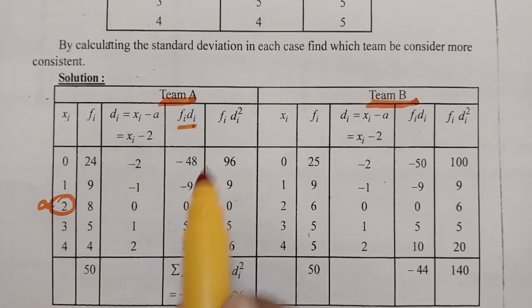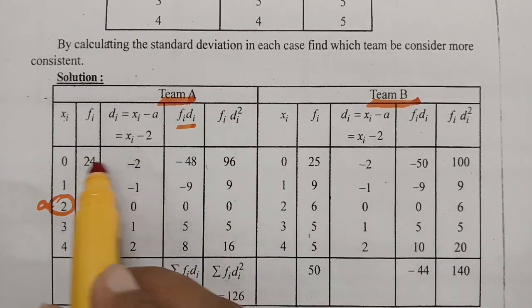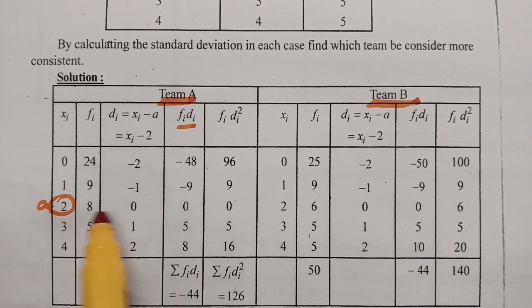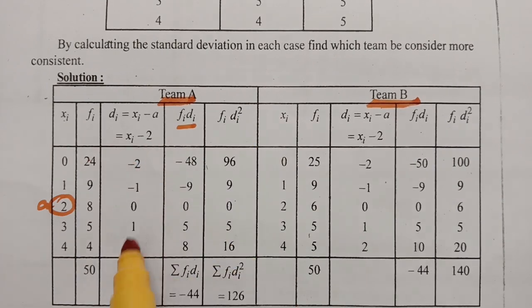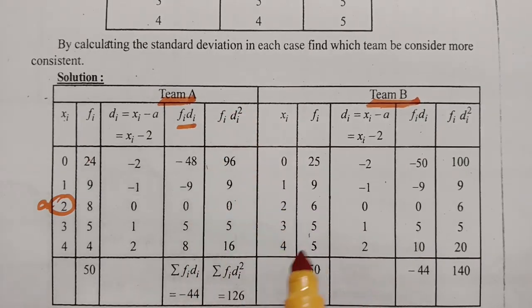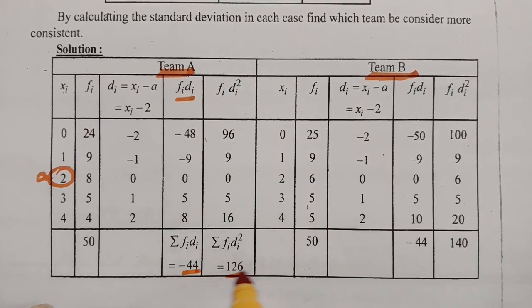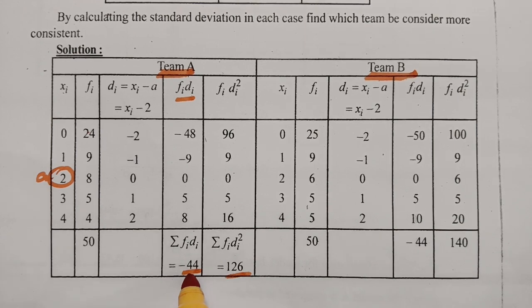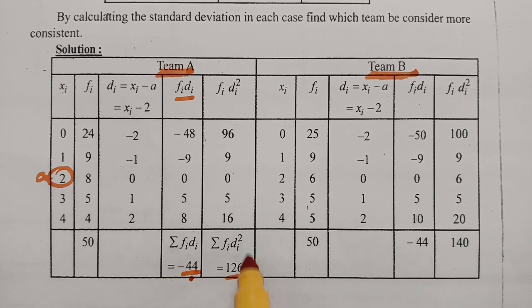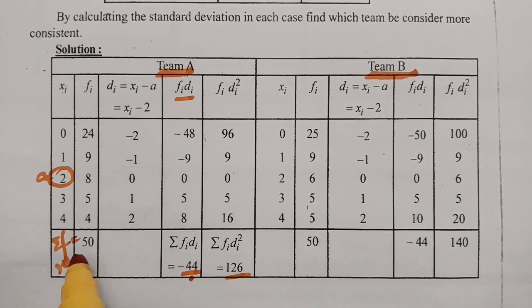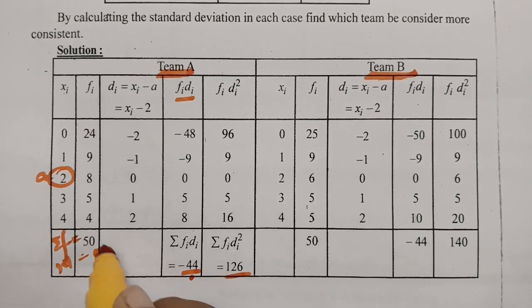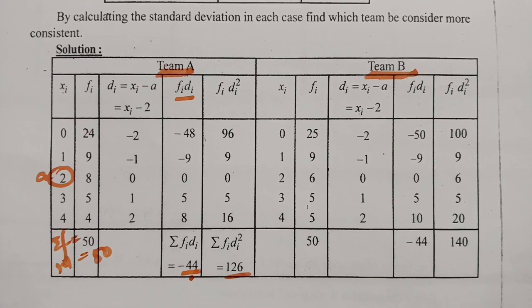So we have to make fi into di, so we have to multiply these two. That is minus 48, this is minus 9, 0, this is 5 and this is 8. Then di square: if you make squares out of this, that is 4, 1, 0, 1, 4, and if you multiply, this will be the column. Clear? So sigma fi di value is minus 44 and sigma fi di square value is 126 for team A, and sigma f is nothing but the n value, which is equal to 50. So this is for team A.